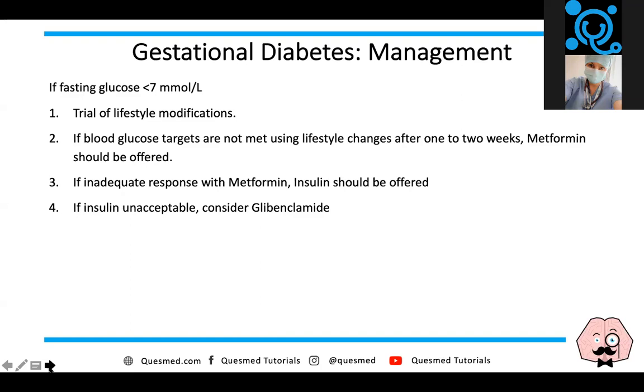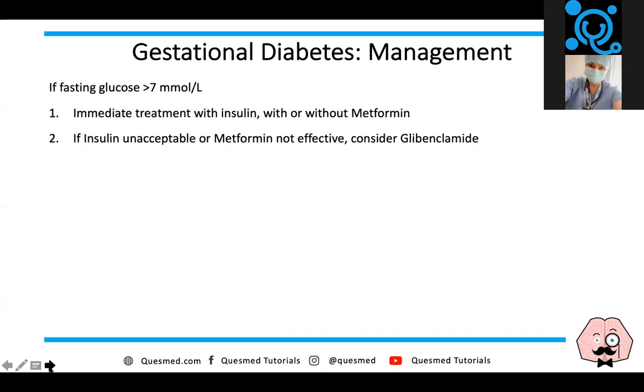And remember, those sulfonylureas work by inhibiting those ATP-sensitive potassium channels, which lead to depolarization of the pancreatic beta cells and promotion of insulin secretion. In women whose fasting glucose is greater than 7, we go straight to insulin, with or without metformin. Again, if insulin is unacceptable, we can consider glibenclamide, as that is an oral medication.